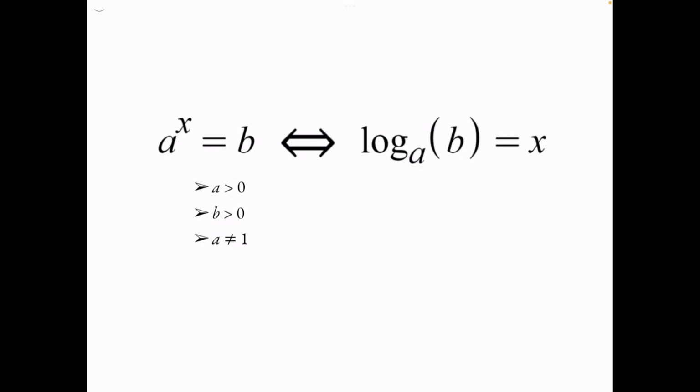A logarithm is the inverse of an exponent. It is expressed with the following formula, where a is greater than 0, b is greater than 0, and a cannot equal 1. a is the base of the logarithm. This formula is given in the formula booklet, so you don't need to memorize it.